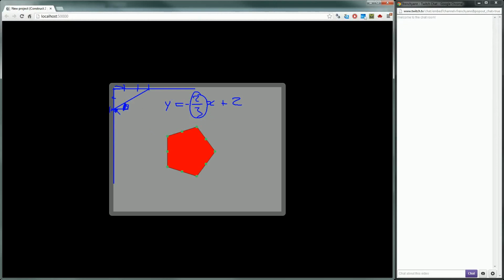And here, if x equals 0, y equals 2. That's what the B part means.